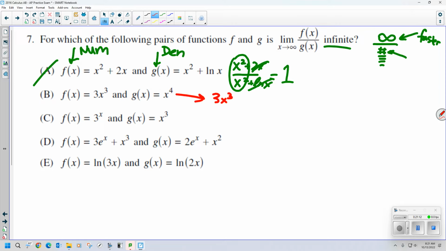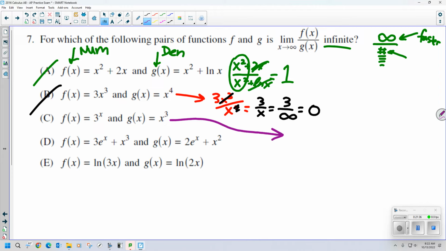B. 3x cubed is f of x, so that's on top, over x to the 4th. If I simplify that, the x's go bye-bye, and I have 3 over x. I put infinity in. That does not go up forever to infinity. That approaches 0, not infinity. Ba-boom. Choice C.